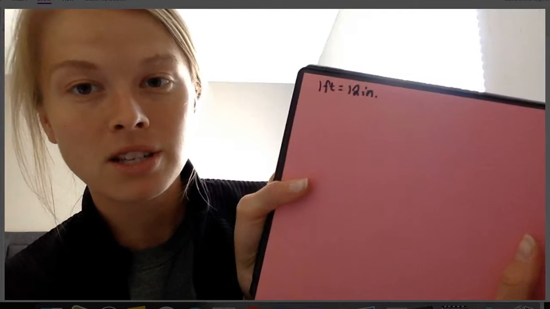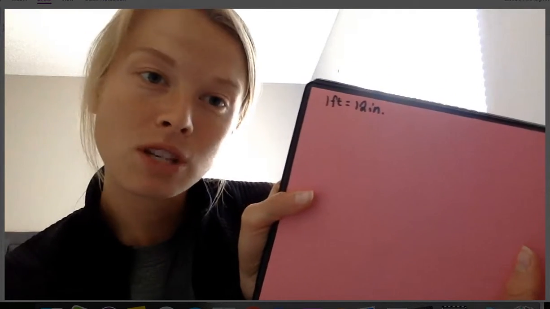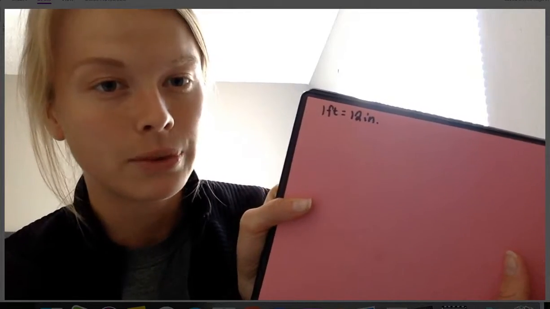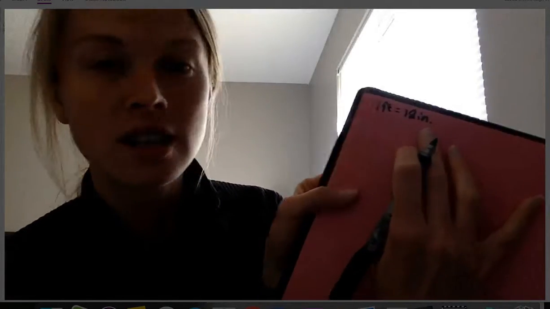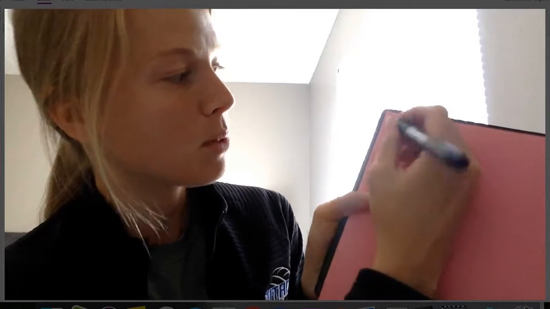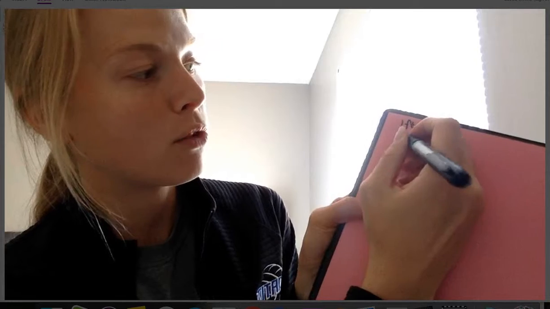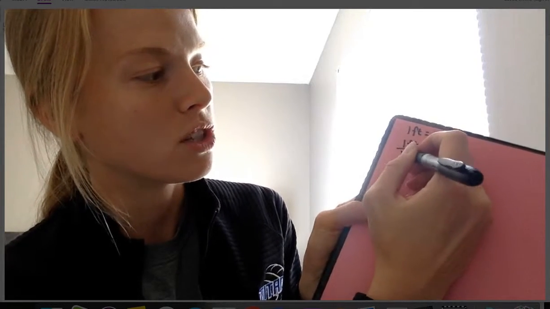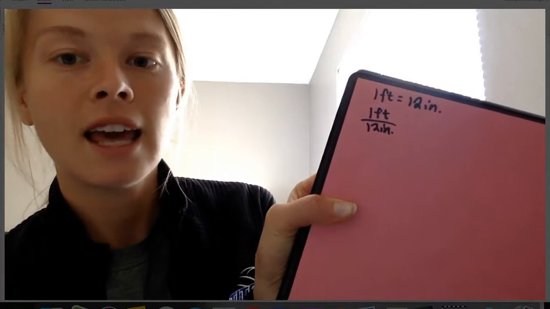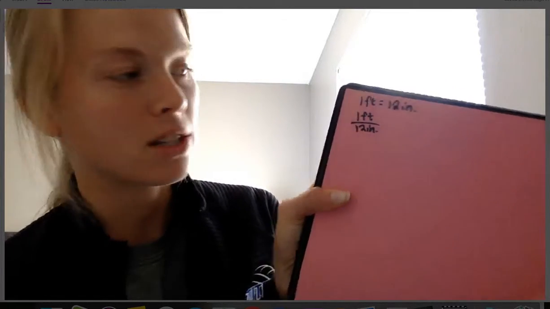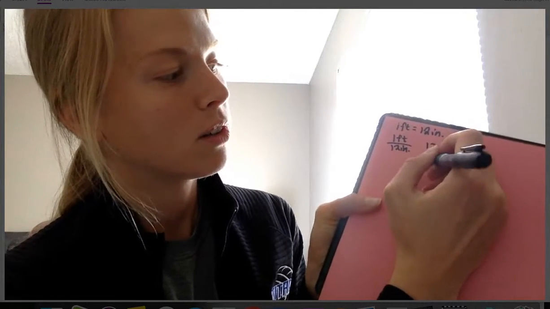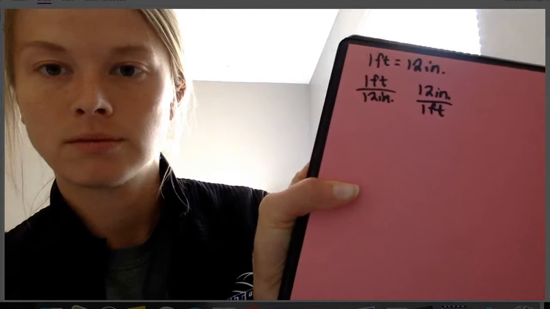What we learned last semester is that instead of writing them as equal to each other, I can use them as unit conversions if I turn them into a fraction. So there are two fractions that you can get out of every pair that equal each other. So the first one we're going to do is we are going to put 1 foot over 12 inches. Just like this. That's my first unit conversion. And then for the second one, we are going to flip it. So this one's going to be 12 inches over 1 foot.